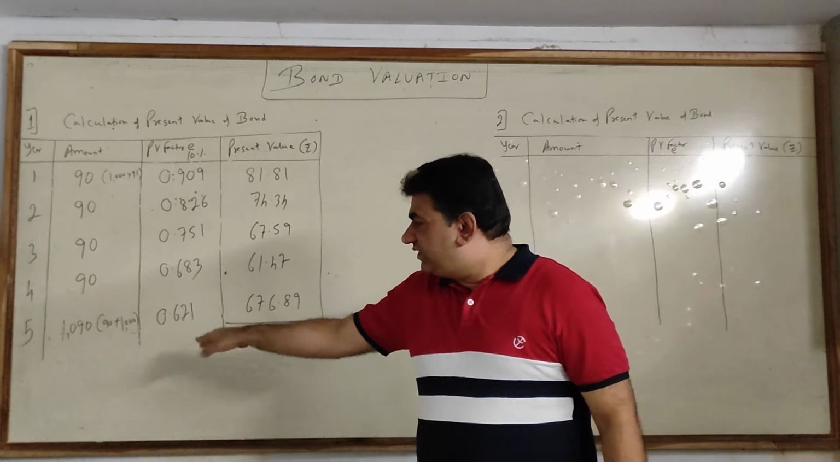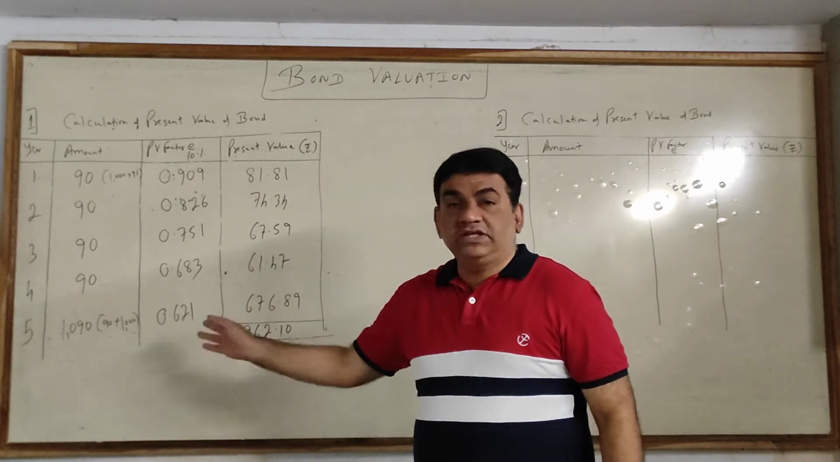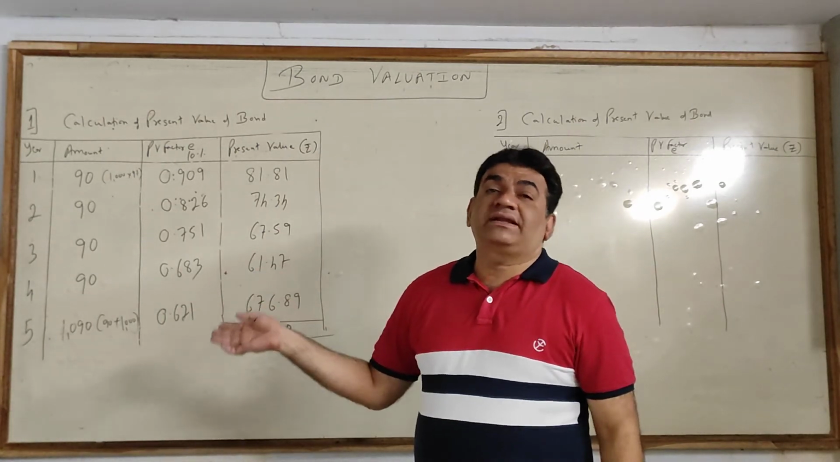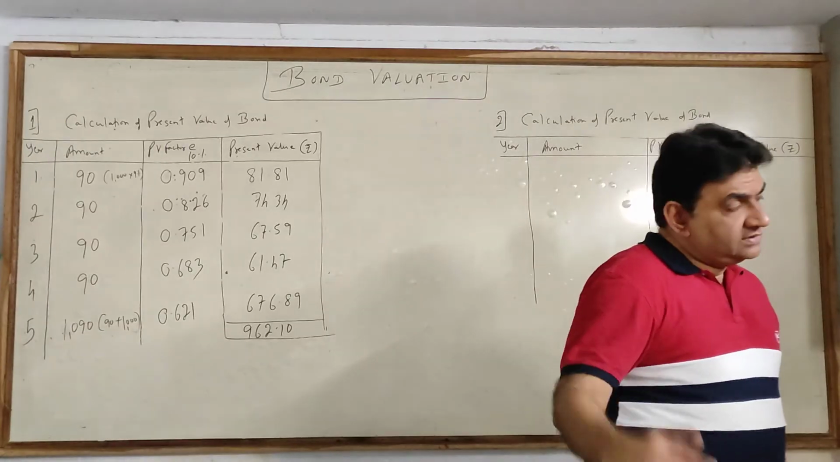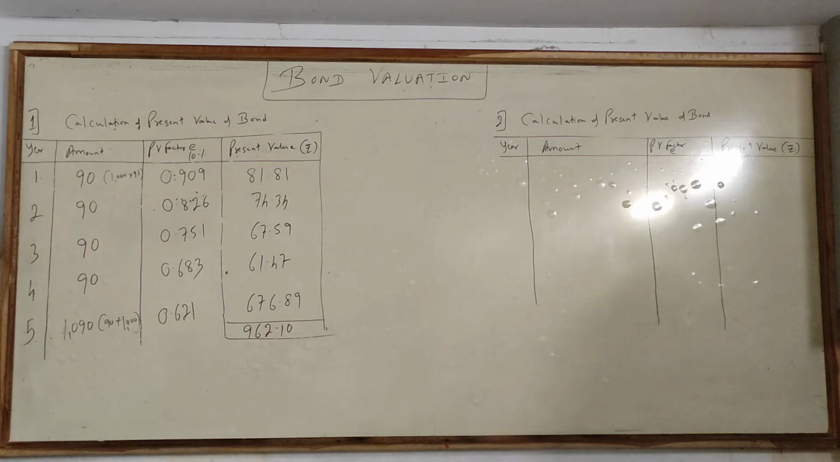This is the way you are supposed to do the first part of this chapter, that is bond valuation. Of course, there will be one or two variations where you may get the maturity amount at a premium, and there will be cases where interest is paid twice in a year. Those sums will also come. Okay?